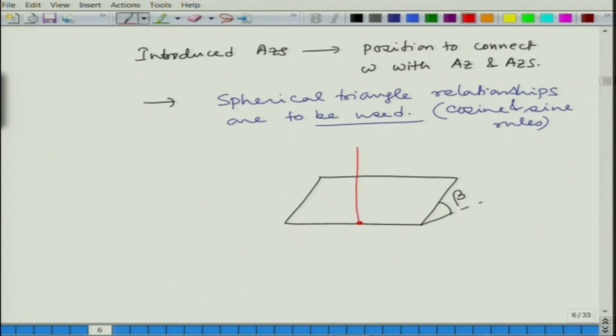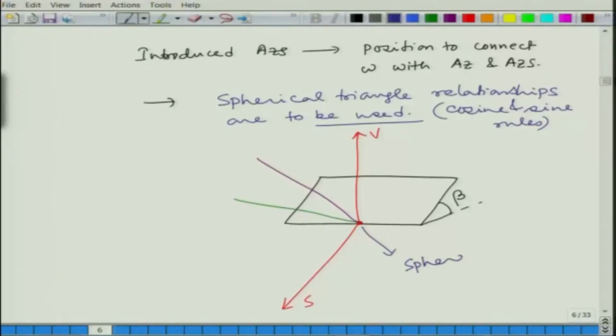Okay. Here is the vertical direction, here is the south direction, and suppose this is the surface normal and this is the sun ray direction. Okay. So, we can have a sphere. So, let us say that we have a sphere centered at this point.